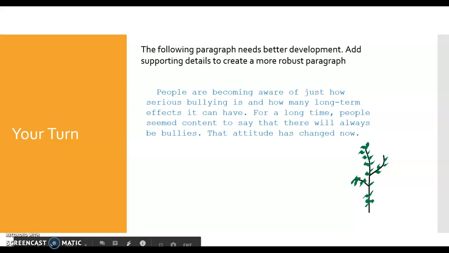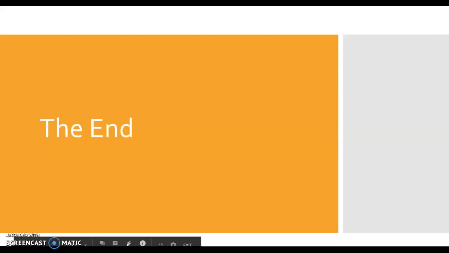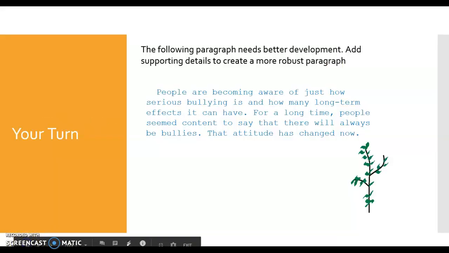This one, too short. 3 sentences, far too brief. Okay. You would want to go back in and think about some supporting details that you could add to flesh it out and to make it more developed. So if your thesis is how many long-term effects it can have, there's actually no effects in this paragraph. So you would have to describe what those effects are to prove that it's serious. Sorry.